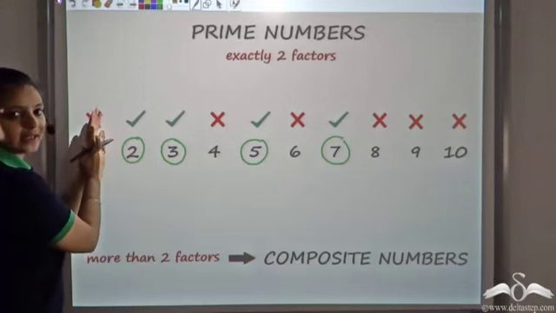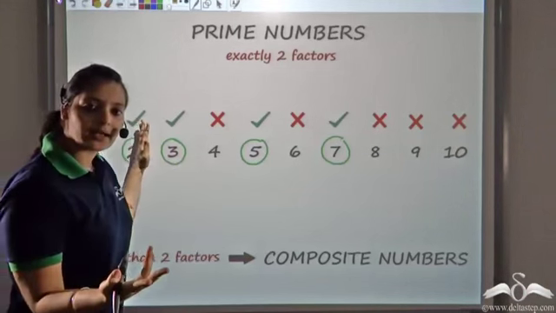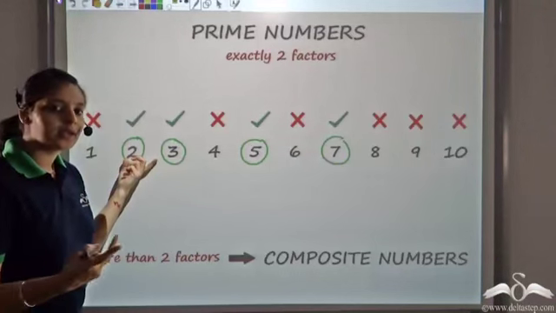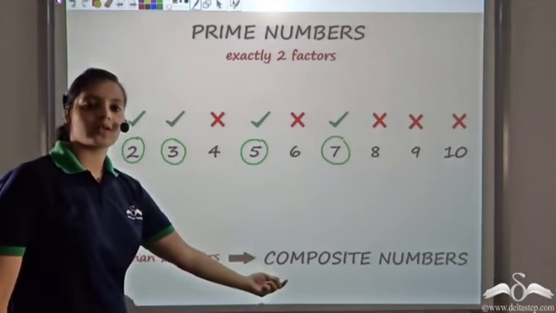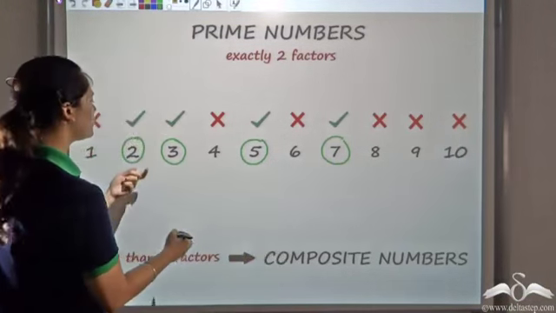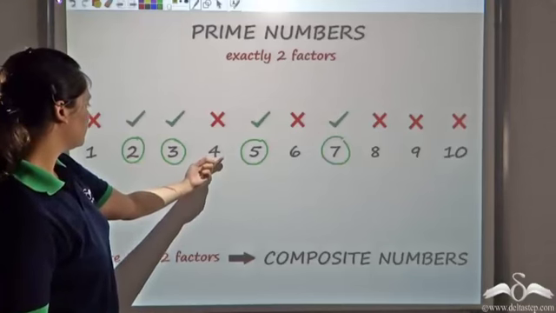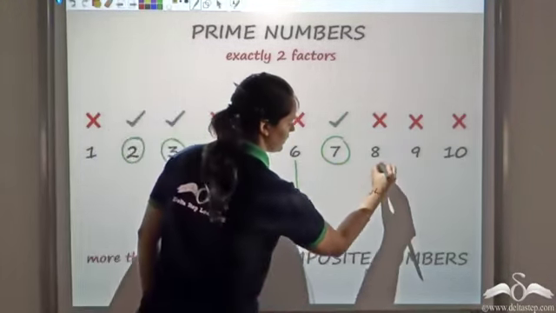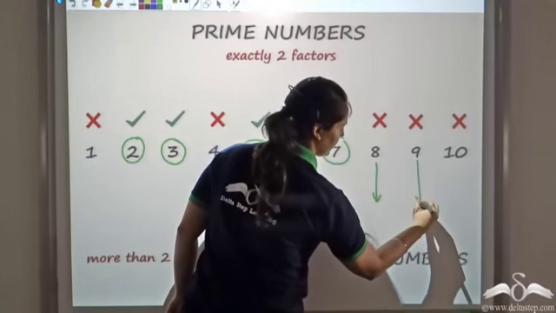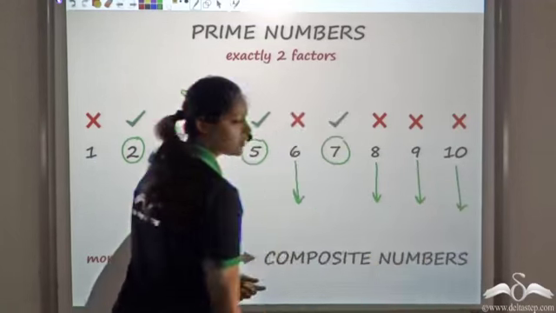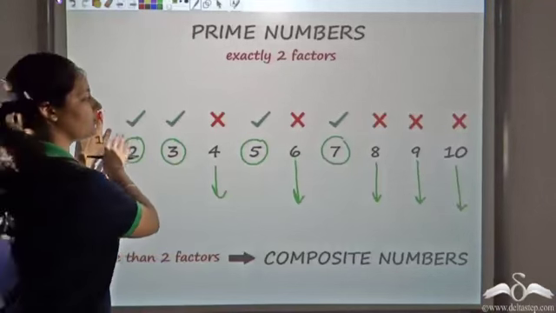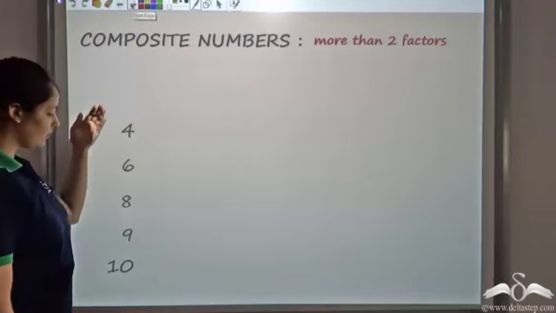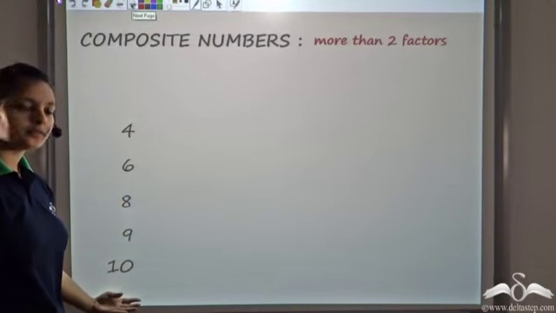So all numbers greater than 1 would be either prime or composite. It will have two factors for sure. If it has more than two factors, it becomes a composite number. So what I see is that 4, 6, 8, 9 and 10 are composite numbers. Leaving 1, the numbers that are not prime are composite. So these are the composite numbers, 4, 6, 8, 9 and 10.